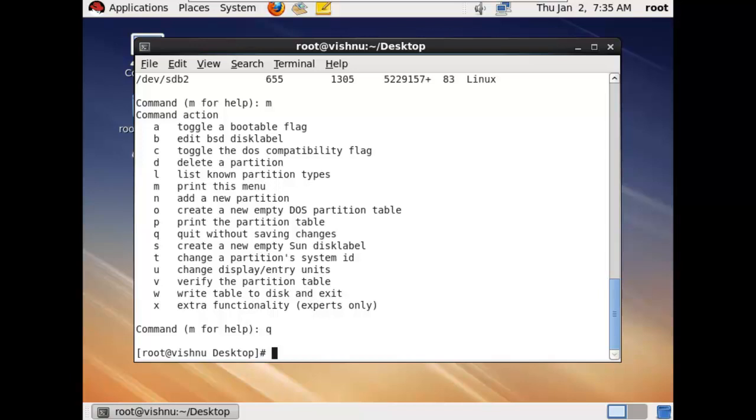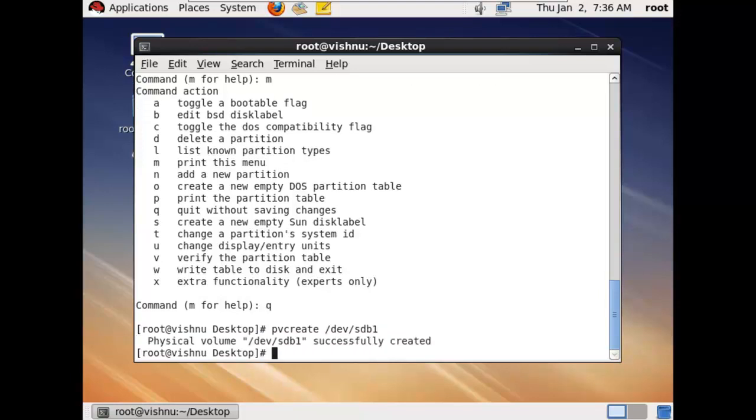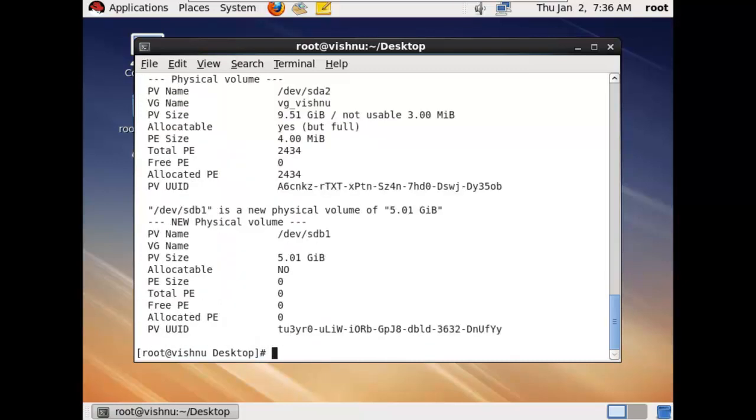So guys, we will convert the SDB1 into PV. So for converting that, write here pvcreate /dev/sdb1. Okay, we know that the capacity of SDB1 is 5 GB. Press enter. So guys, we have successfully created a PV for SDB1. Moreover, if you want to verify this, then write here pvdisplay. So you can see that we have a new PV which is SDB1 having the capacity of 5 GB only.